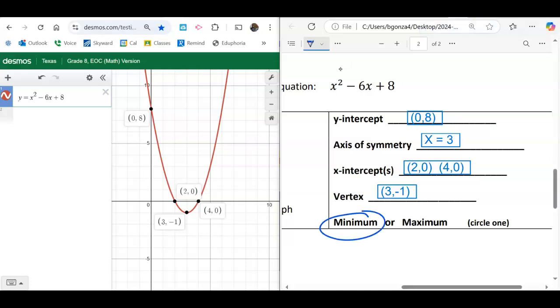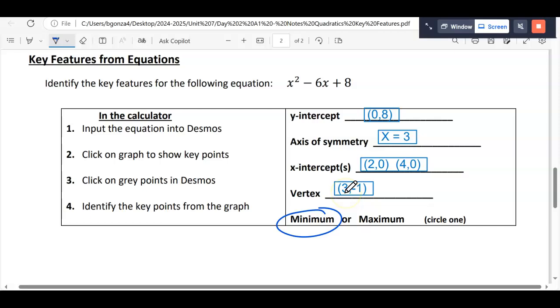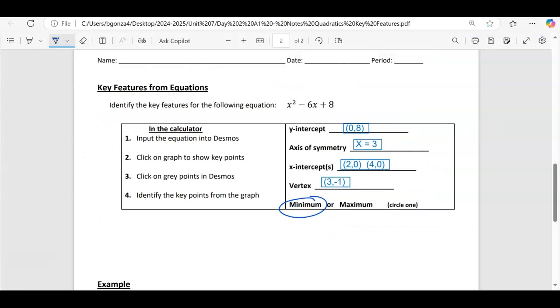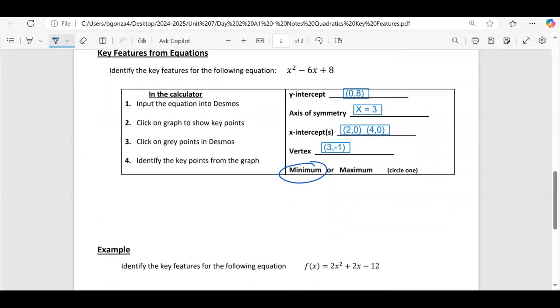So that's how you do it in Desmos. You have to graph it in Desmos, click the points. All right, is it pretty easy? Lo fácil. So here's the deal. You're going to do the next example right now while I pass out your assignment, and then we'll go over that one. I'll let you work. Sound good?